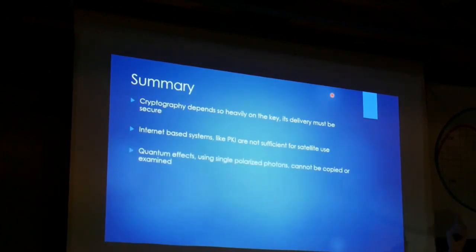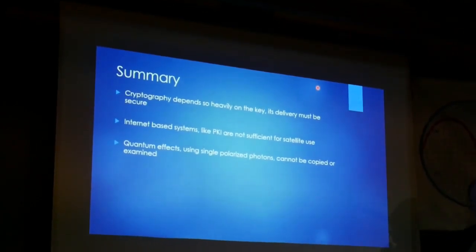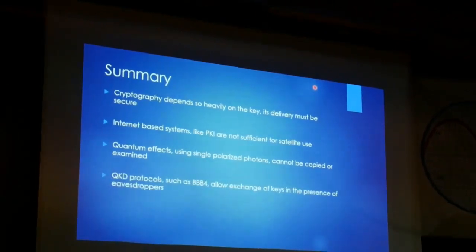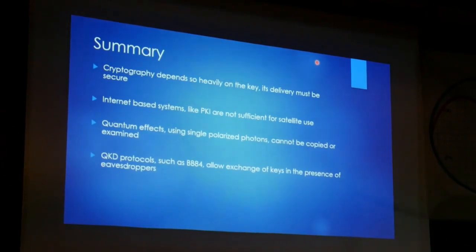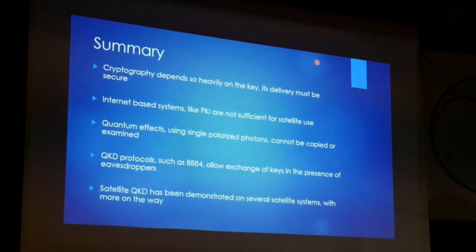Quantum effects, especially single polarized photons, can never be copied or examined without destroying information. And QKD protocols like BB84 allow the exchange of this small data, which we will use as a key, even though there's a presence of eavesdroppers, because Eve can do nothing but destroy data. She can never see it or manipulate it, by the way. She can't fake data. And satellite QKD has been demonstrated on several satellites, with more on the way.